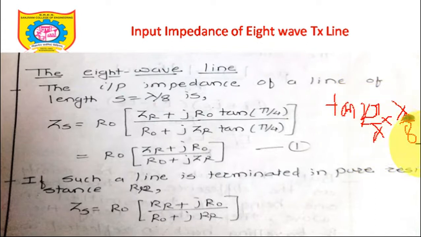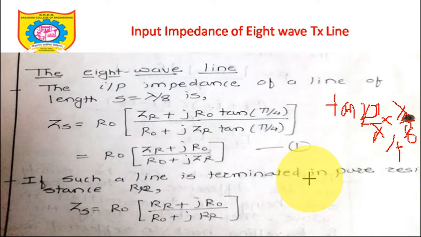So lambda gets cancelled, 2 gets cancelled with this 8, giving the result pi by 4. So it will become Z is equal to R0 into (ZR plus J R0 tan pi by 4) divided by (R0 plus J ZR tan pi by 4). Tan pi by 4 is 1, we already know, tan 45. So Z is equal to R0 (ZR plus J R0) divided by (R0 plus J ZR). We are going to call this equation number 1.